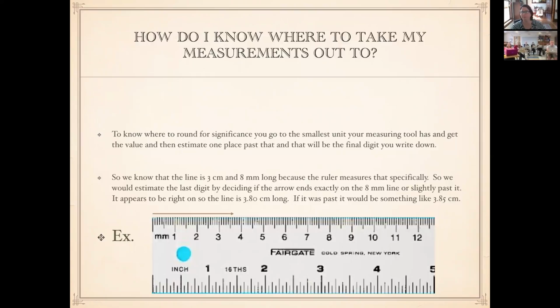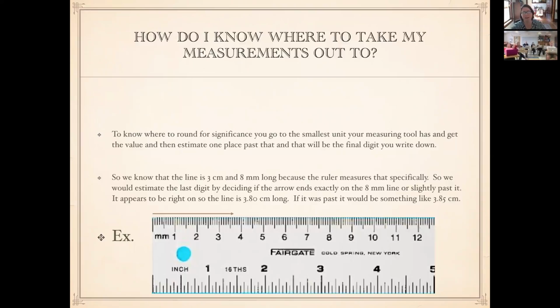So if it was a little bit past the 8 millimeter mark, which happens, what we would then do is we would estimate that last digit. And more often than not, what you'll see is people will estimate to usually a 0.5 millimeter. So they'll say 3.85. You won't usually see a lot of 3.83 or 3.89 unless the distance between those values is very, very large, so that it's easier to see.